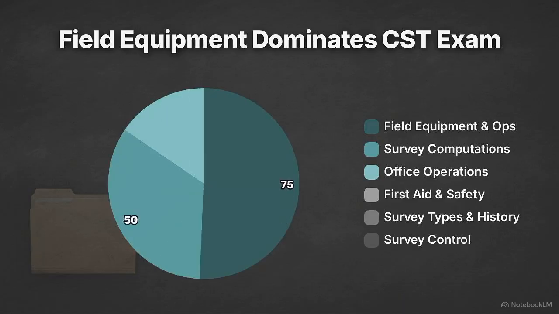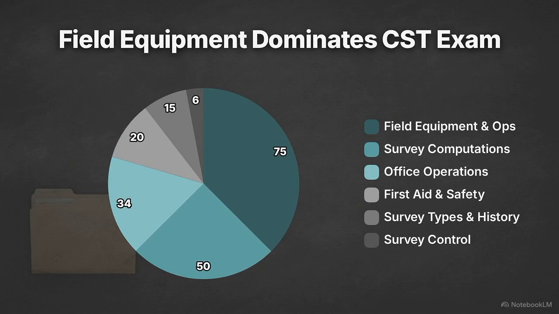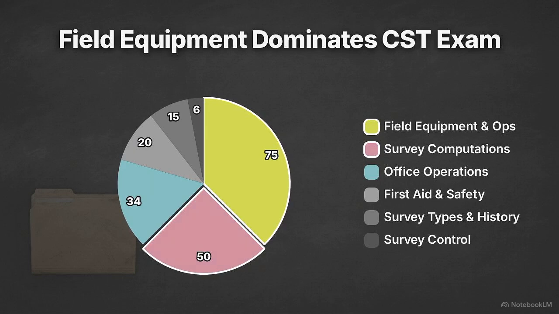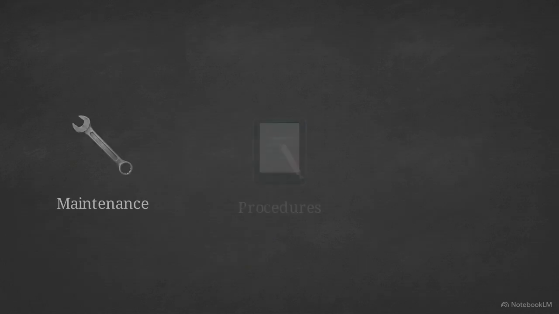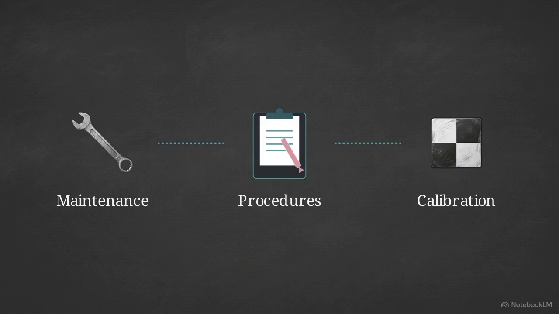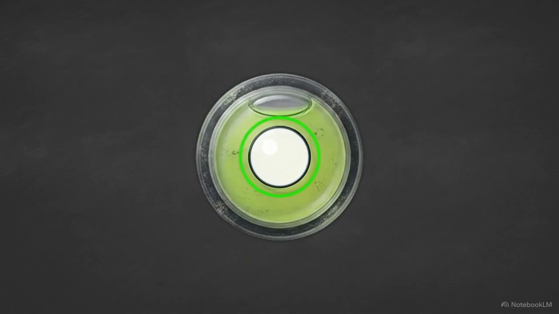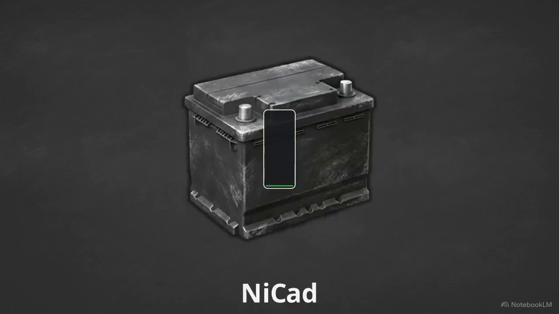These 200 questions are divided across 6 core work elements. The most significant weight falls on field equipment, with 75 questions, followed by survey computations at 50. The field equipment section focuses on practical maintenance and calibration logic. You will need to know how to use a bullseye level to ensure a prism pole is plumb, and the necessity of fully discharging NiCad batteries to prevent them from developing a memory.